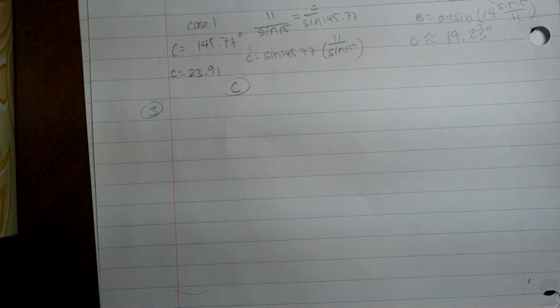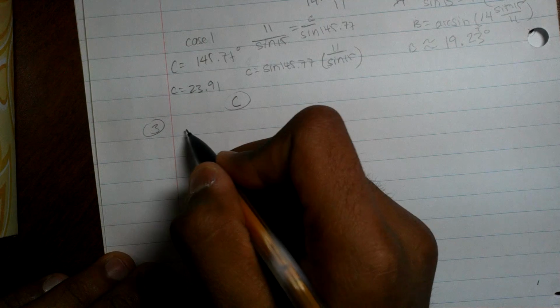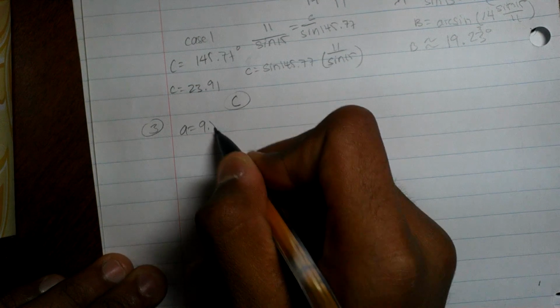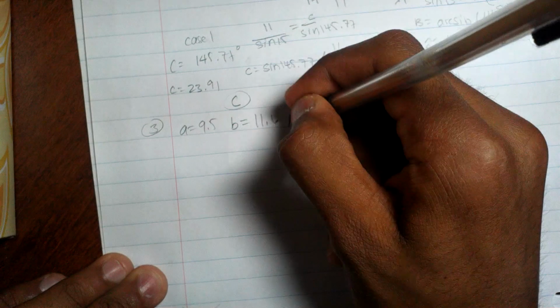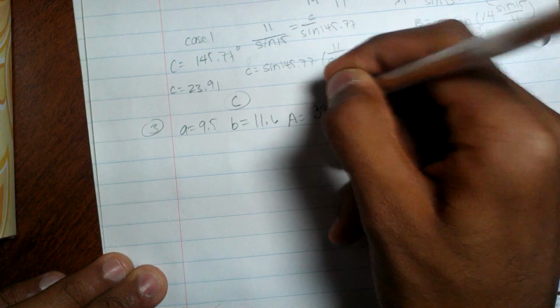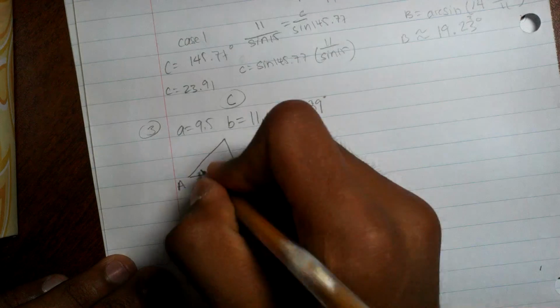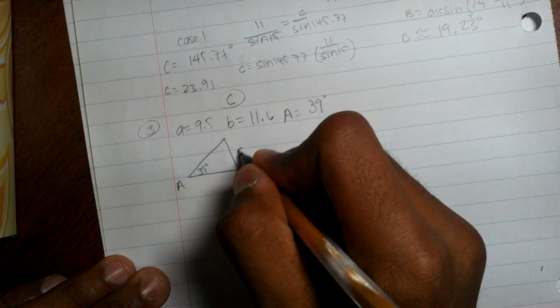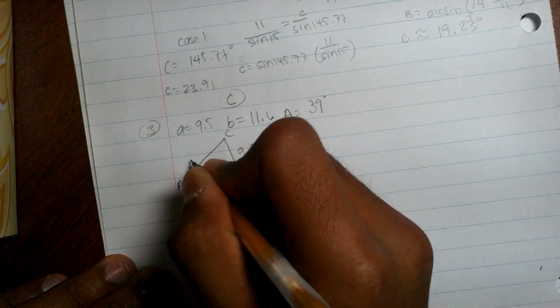So now we move on to question 3, because that's what comes after 2. Question 3 is a bit simpler than question 2, in that it only wants to know the number of solutions that are there. So you can draw that triangle again. You have side length A is 9.5, B is 11.6, and angle A is 39 degrees. So again, draw your triangle, 39 degrees, 9.5, and then B and C, 11.6.